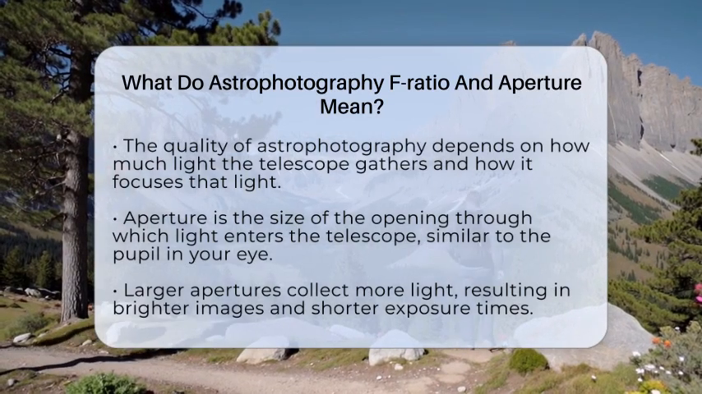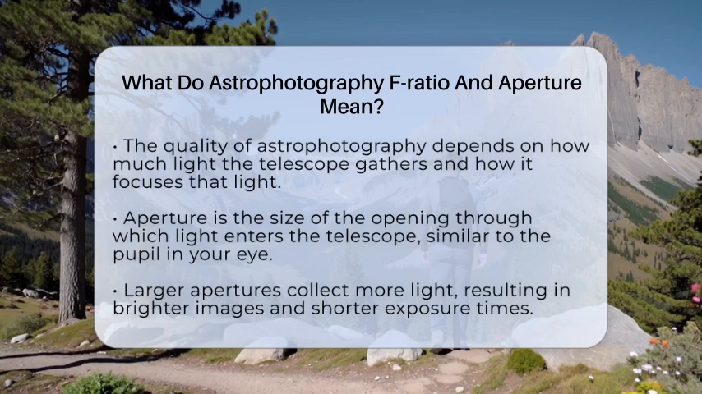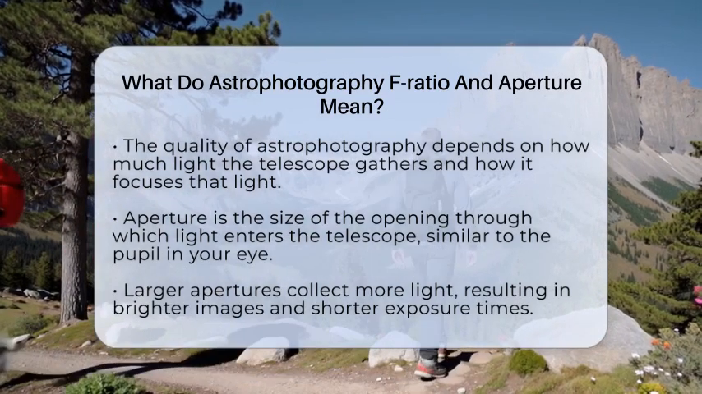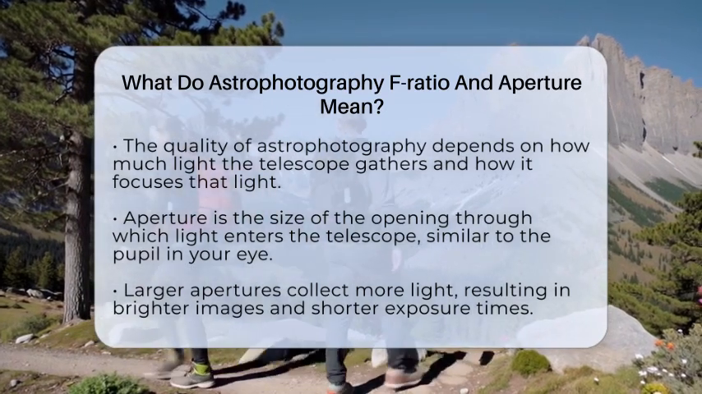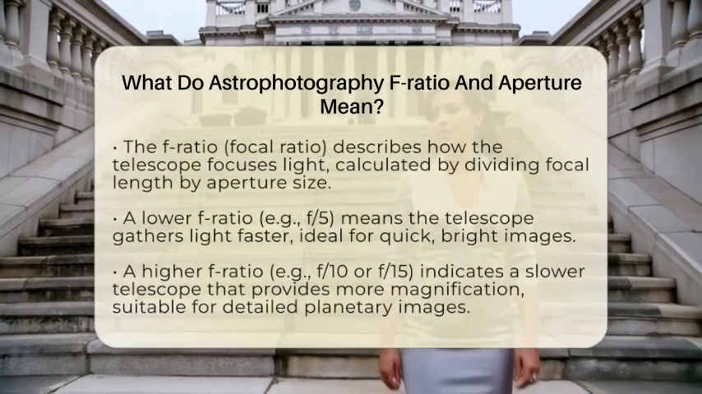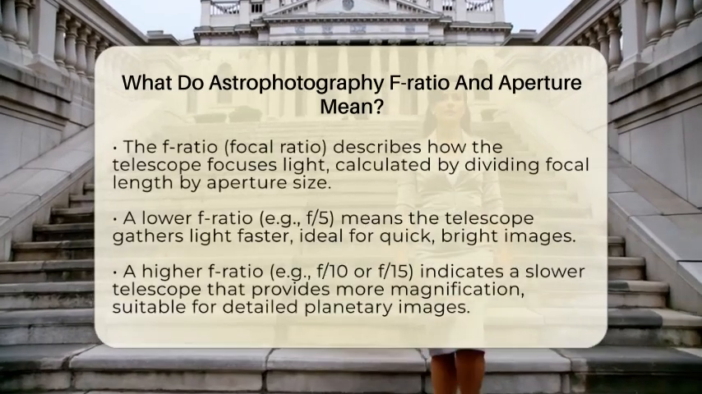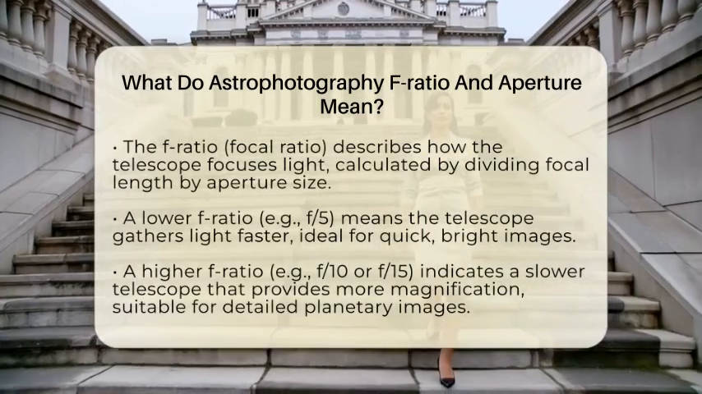The aperture is simply the size of the opening through which light enters your telescope. Think of it like the pupil in your eye. The larger the aperture, the more light your telescope can collect. This is especially important when photographing faint objects like distant galaxies or nebulae. A bigger aperture means brighter images and shorter exposure times, making it easier to capture clear pictures without blurring.